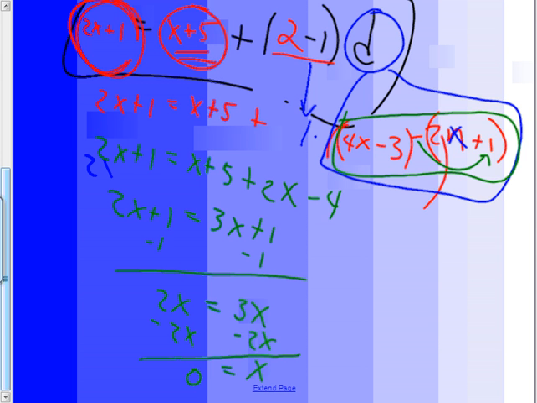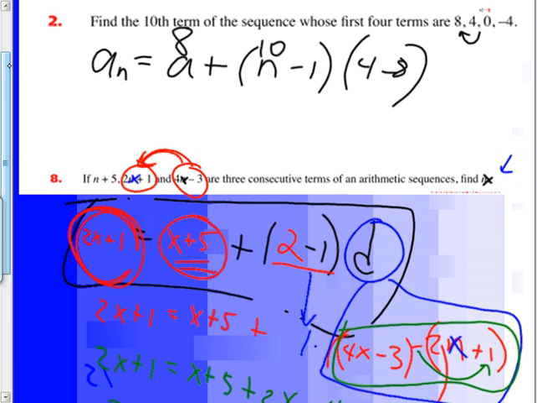Well, let's look up at the original problem. If I put in a 0 right here, it'll be 5. If I put in a 0 up here, it'll be a 1. And if I put in a 0 right here, it'll be a negative 3. What happens if you go from 5 to 1, and then from 1 to negative 3? Negative 4.